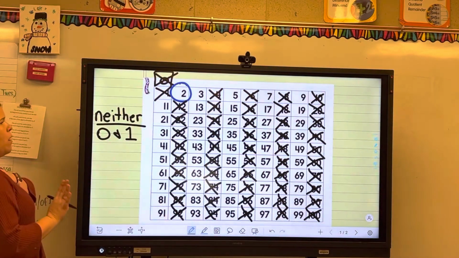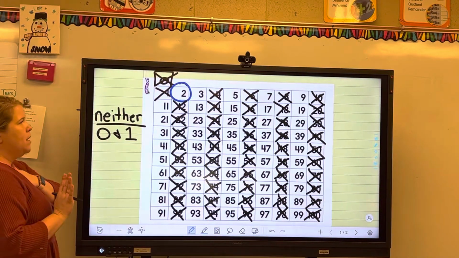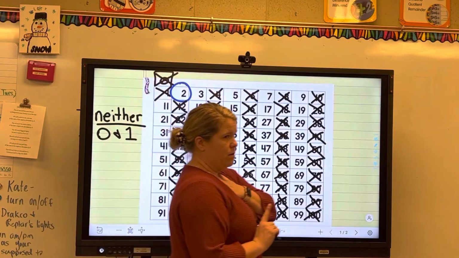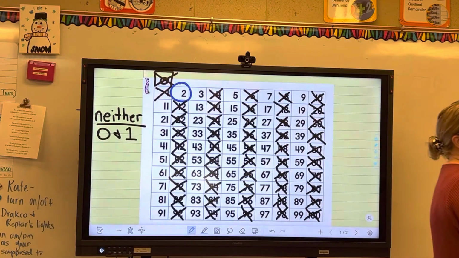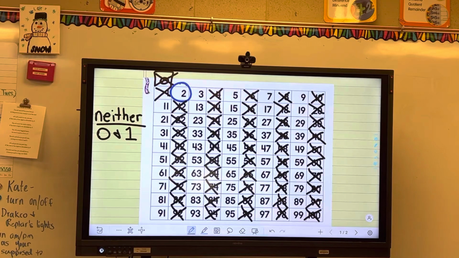I've marked off all of my even numbers except for what number? 2. And 0 was already marked off because 0 is neither. So the only even number that is prime is what number? 2.